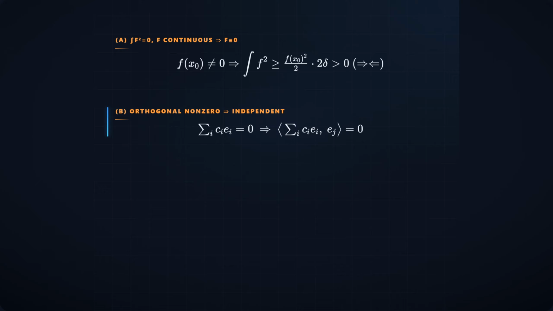Part B is the idea that travels everywhere. Claim, any set of non-zero, pairwise orthogonal vectors is linearly independent. Suppose a combination sums to 0. Hit the whole equation with the scalar product against one vector, ej. Every cross term vanishes by orthogonality, leaving cj times the norm of ej squared. Since ej is non-zero, its norm squared is positive, forcing cj to be 0, and this holds for every j. The vectors are independent.